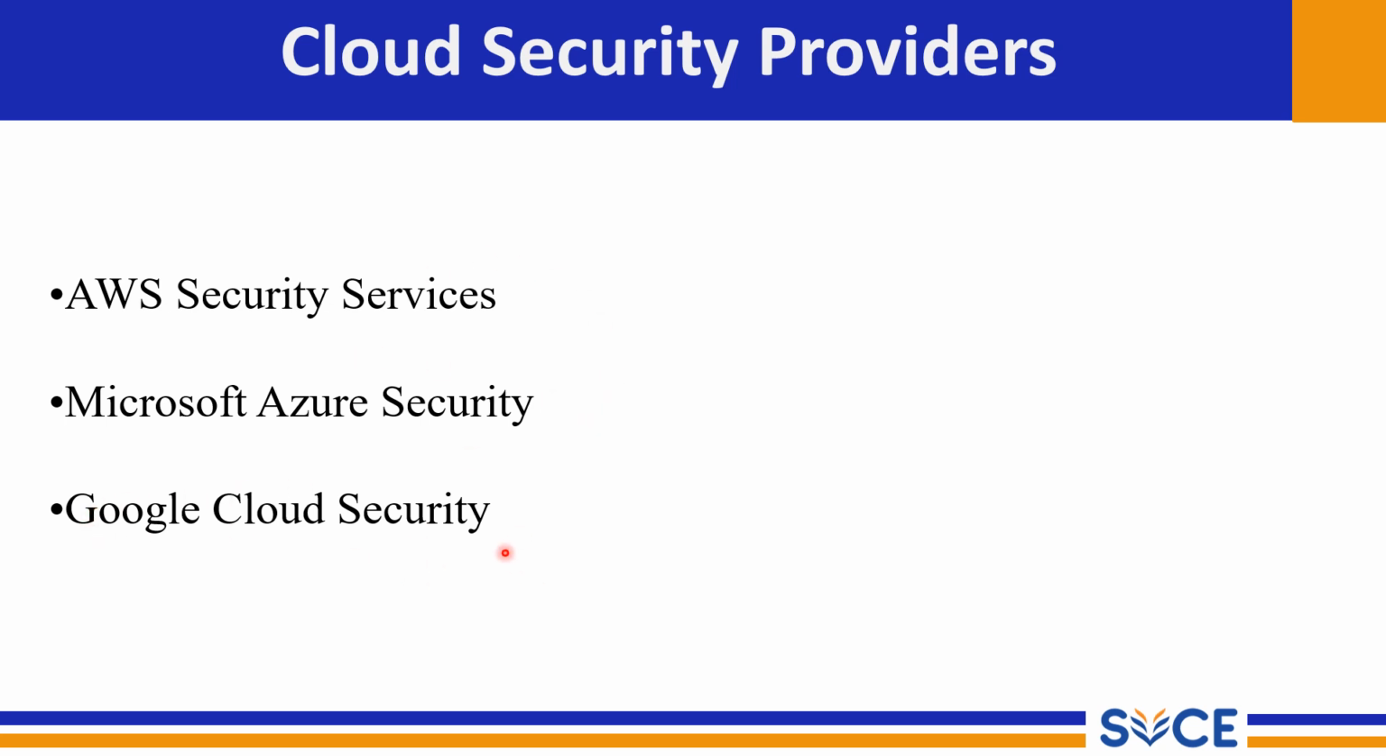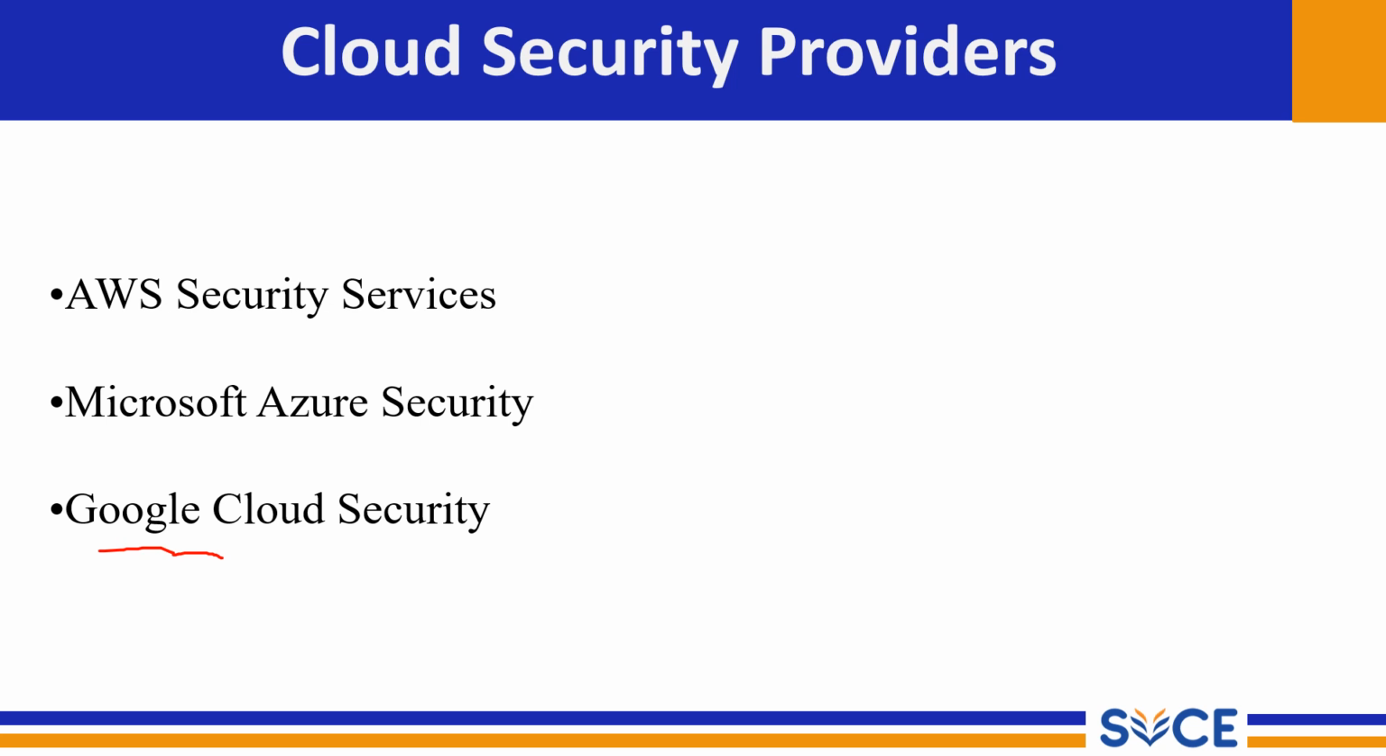And the third one is Google Cloud Security. Google Cloud Security focuses on AI-driven security, data protection, and zero trust architecture. Here it uses Google Cloud IAM, which is used to manage access control, and BeyondCorp, which is zero trust, secure access without a VPN, virtual private network.